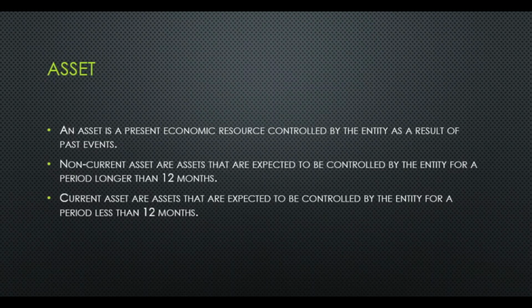An asset is a present economic resource controlled by an entity as a result of past events. Non-current assets are assets that are expected to be controlled by the entity for a period longer than 12 months. Current assets are assets that are expected to be controlled by the entity for a period less than 12 months.